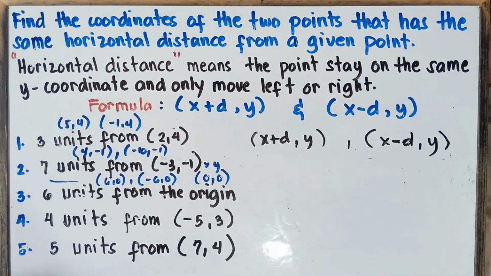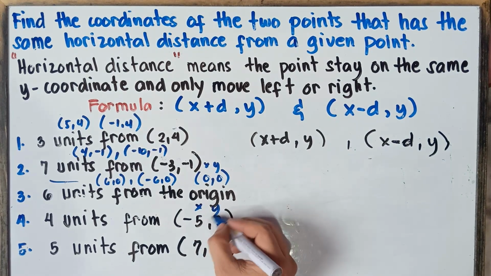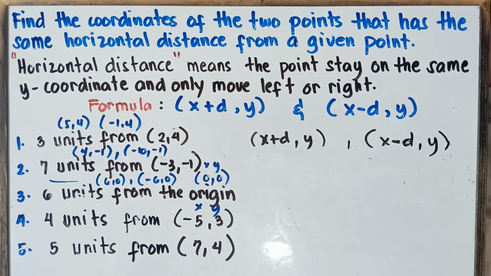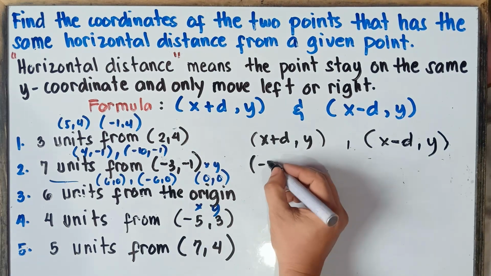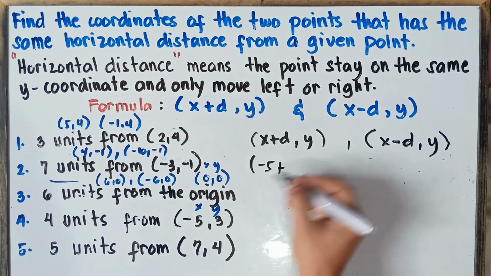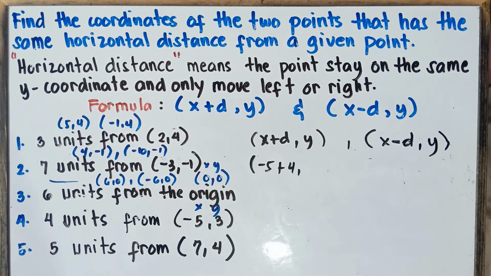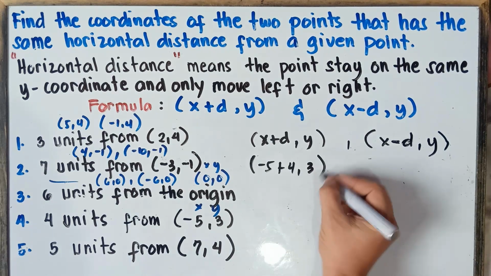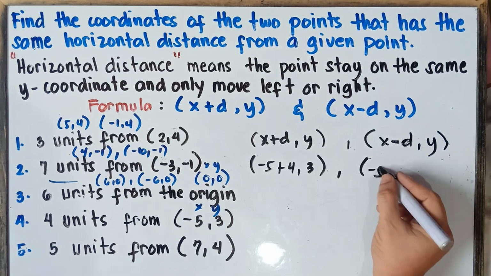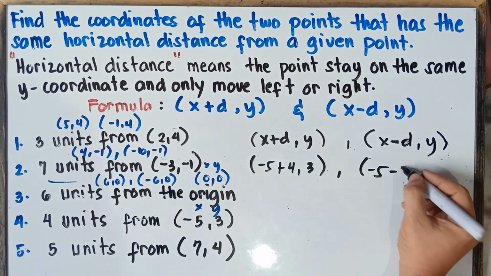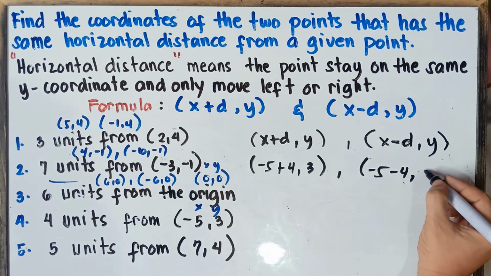So our given ordered pair. So we have x and then y, negative 5 and then 3. So 4 units from negative 5 and then 3. Alright, so x value is negative 5 plus the distance is 4, comma, and then y value is 3. Alright, comma, and then our second point, x value is negative 5, the distance is 4. So minus 4, comma, and then 3.